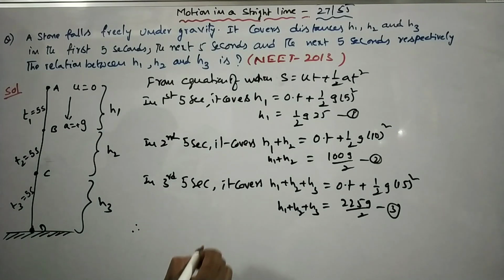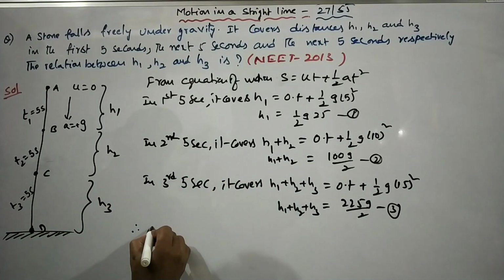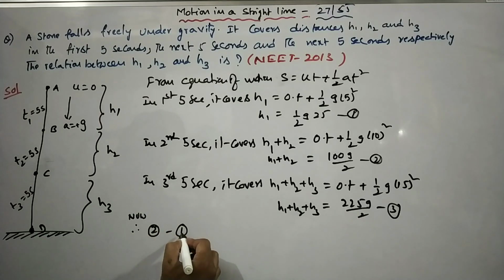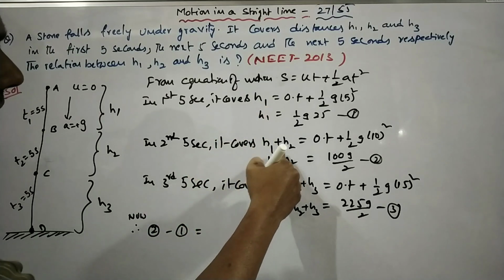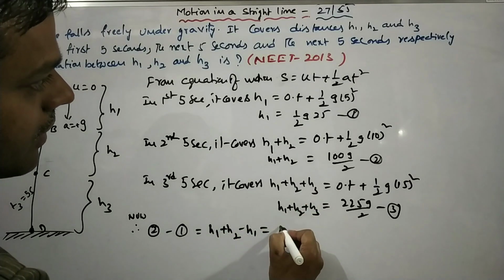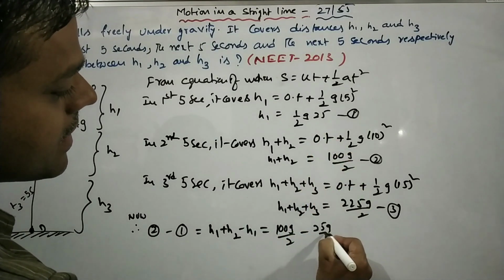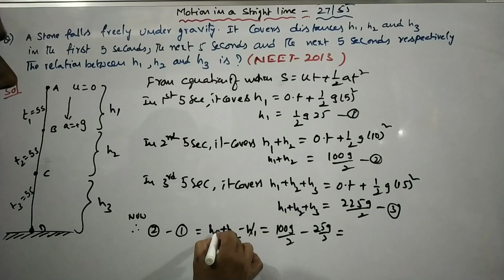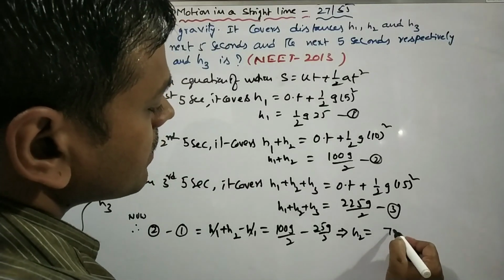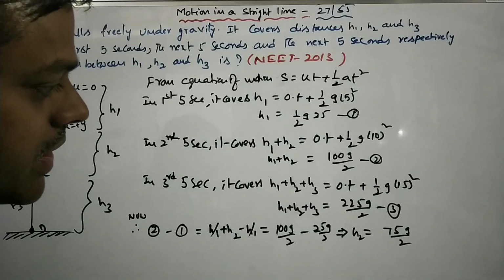Now you can say equation 2 subtract equation 1, then you get H2 directly. So equation 2 minus equation 1: h1 plus h2 minus h1 is equal to 100 g by 2 minus 25 g by 2, isn't it? Minus h1 plus h1 cancels, that implies H2 is equal to 75 g by 2. This is the H2 value.